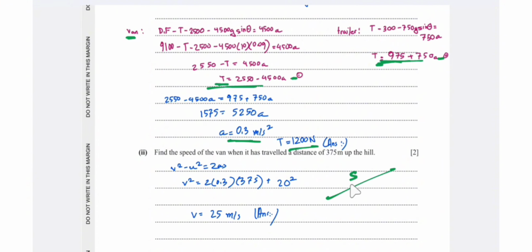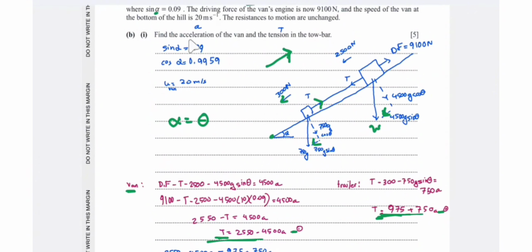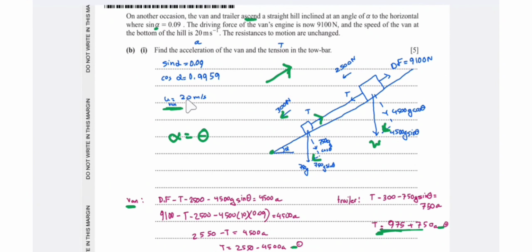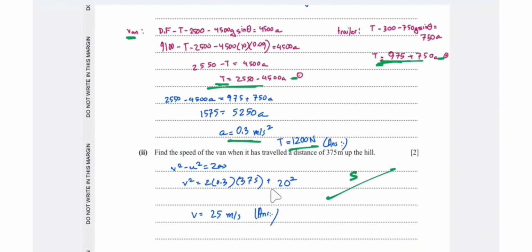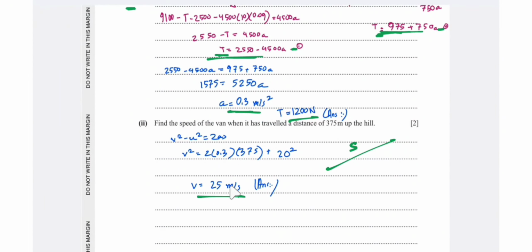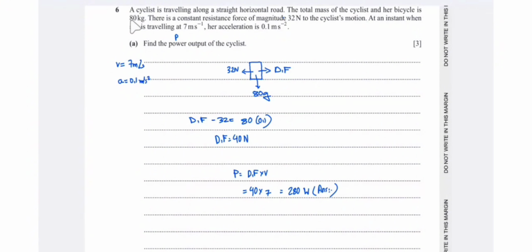Then find the speed of the van when it has traveled a distance of 375 meter up the hill. So we know the value of s and we know the value of acceleration. By using the equation v square minus u square is equal to 2as, we need to find the speed of the van, that is v. So v square is equal to 2 times 0.3 times 375, plus u square. What is the initial speed? You must remember that the initial speed of the van is given as 20 meter per second at the bottom of the hill. After substituting these values, we find v is 25 meter per second.